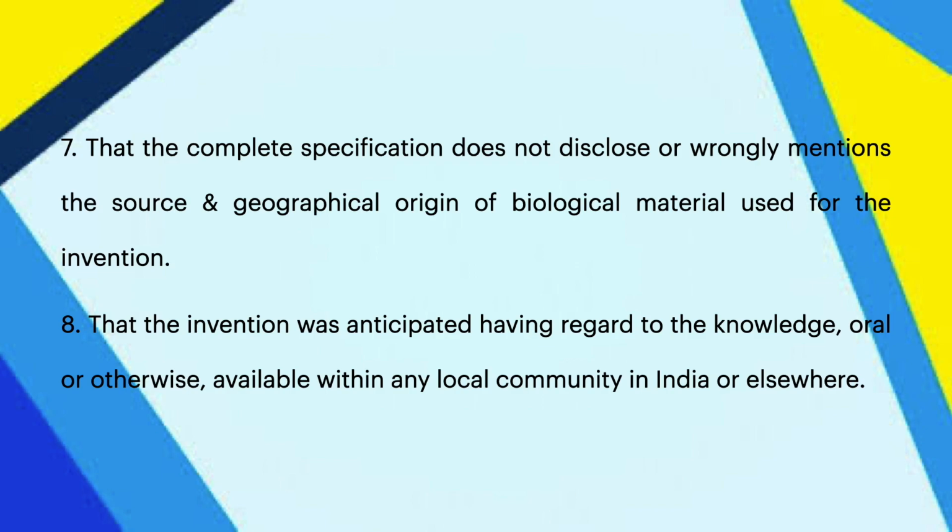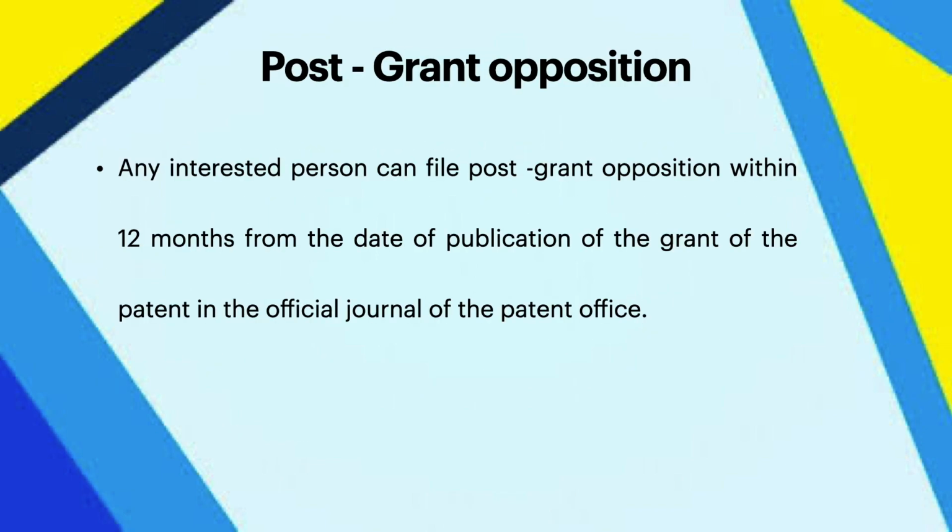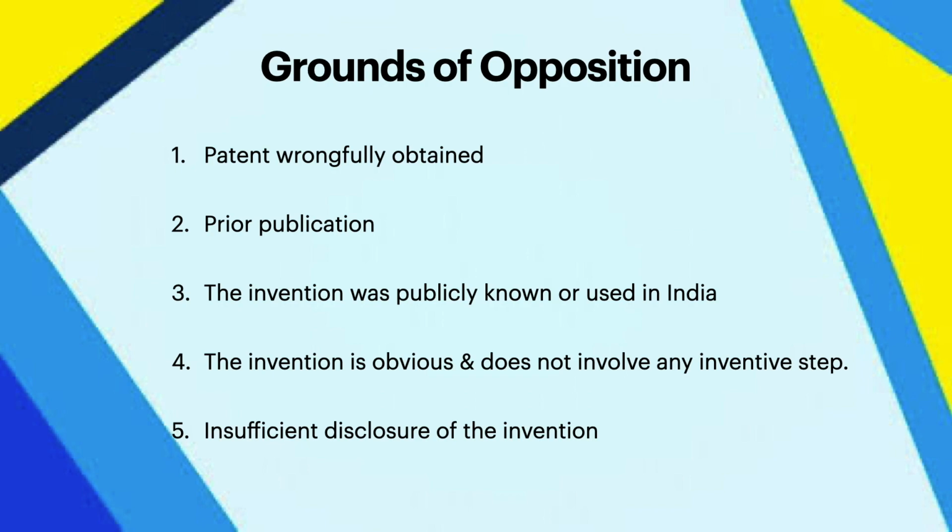Is that clear? So these are the 8 different grounds of opposition. We studied about the pre-grant opposition, post-grant opposition, and grounds of opposition. That means wrongfully obtained, prior publication. Third, the invention was publicly known or used in India. Number 4, the invention is obvious and does not involve any inventive step. Number 5, insufficient disclosure of the invention.